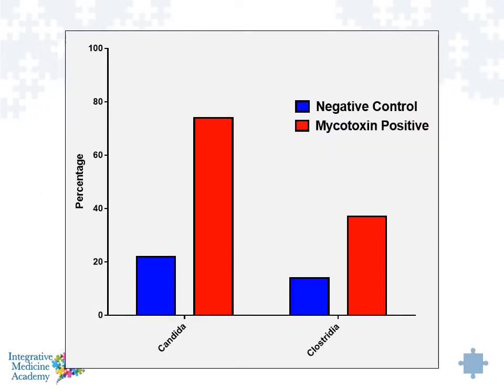One of the things that Great Plains has seen is that when you have higher levels of mycotoxins, there's often a higher chance of having opportunistic candida overgrowth, or what's called chronic candidiasis, as well as Clostridia bacteria.